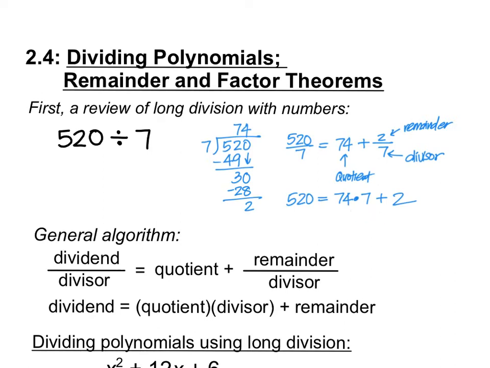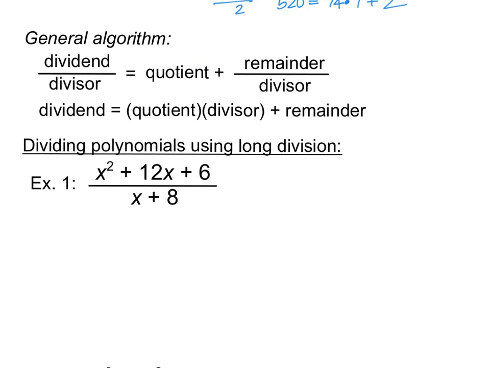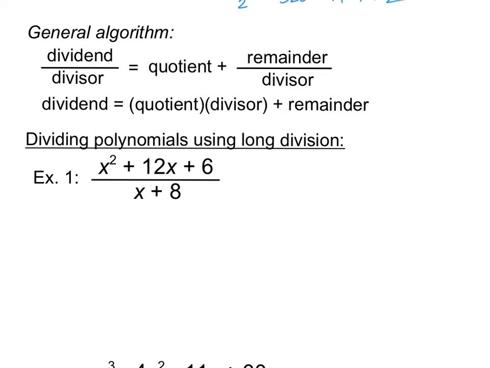So we are now going to learn how to divide polynomials, and it's going to follow a very similar structure. First, we have x squared plus 12x plus 6 all over x plus 8. So we write the dividend, or the numerator, inside and the divisor outside.